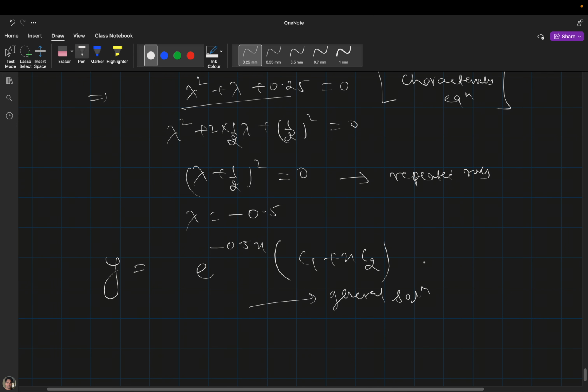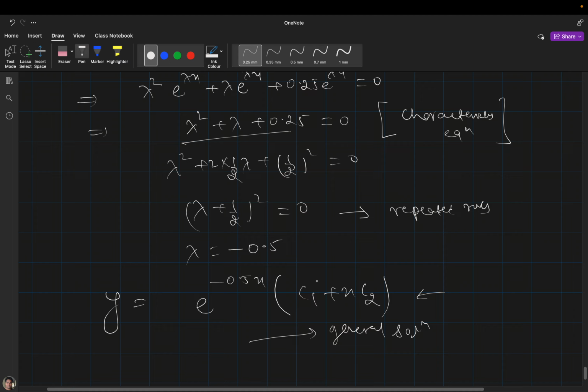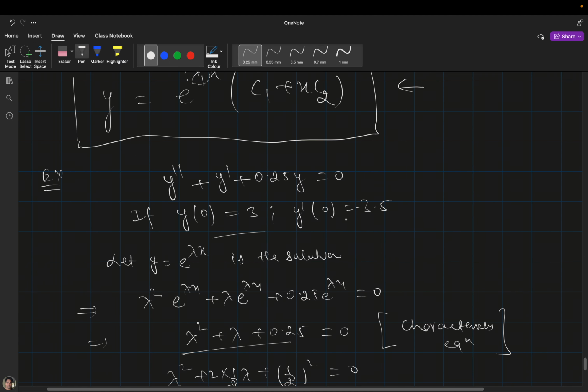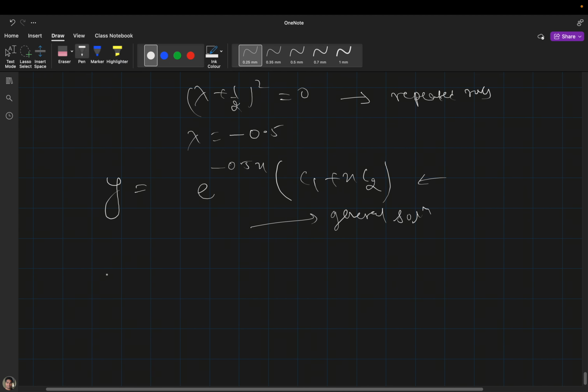Why is it a general solution? Since we don't know the values of c1 and c2, there is actually a family of equations, so that's why it is called the general solution. Now substitute the initial condition. It says y(0) equal to 3. Substitute here, you will get 3 equal to 1 times c1 plus 0, so you will get c1 equal to 3.